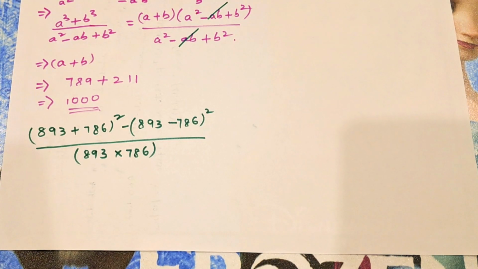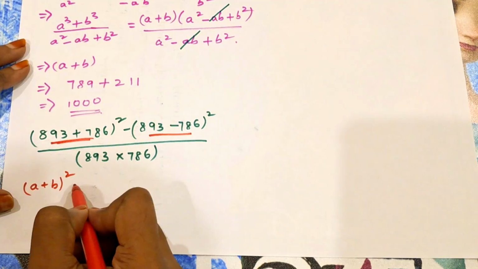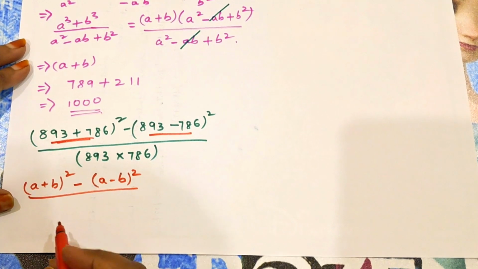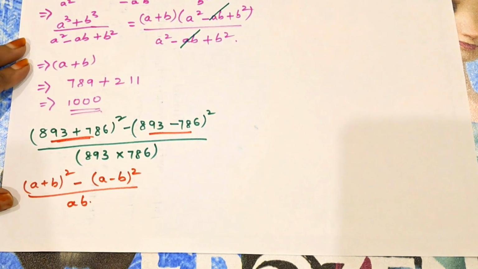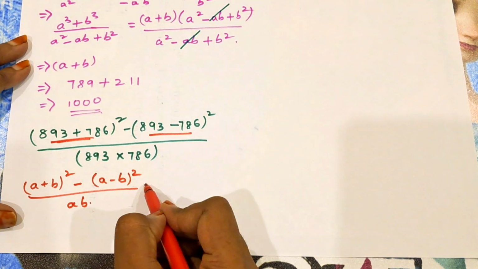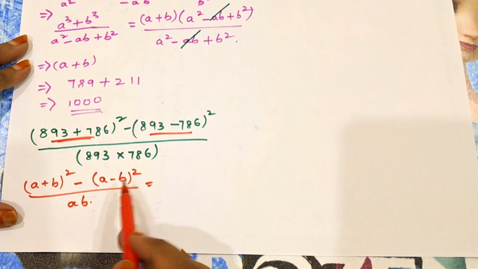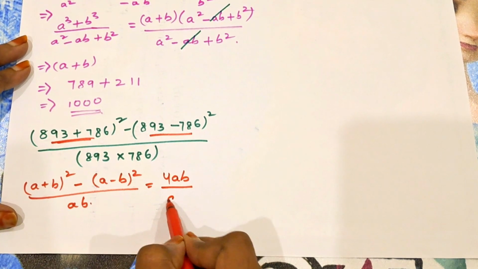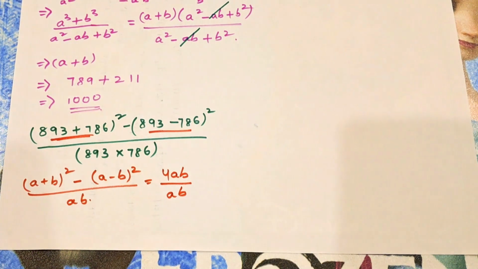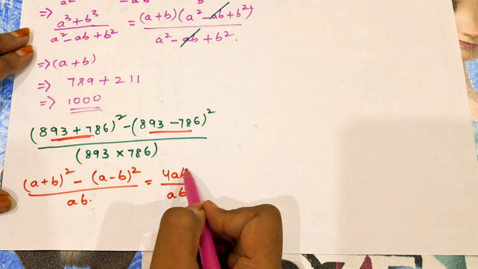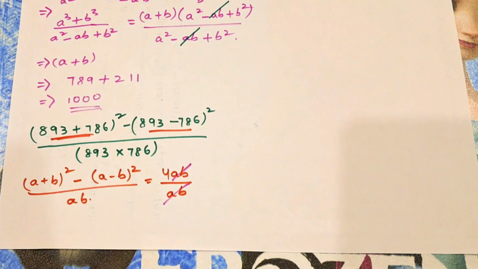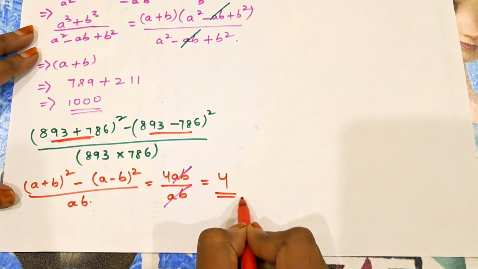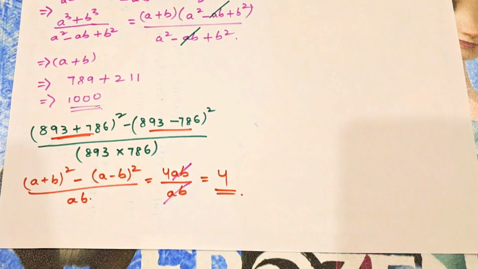Let us have a look at another question, which is in the form of a plus b whole square minus a minus b whole square, divided by ab. If we write the complete formula of a plus b whole square and a minus b whole square in their respective places, we will get the numerator as 4ab, and in the denominator we have ab. So if we cancel the ab from both numerator and denominator, we will be left with 4.